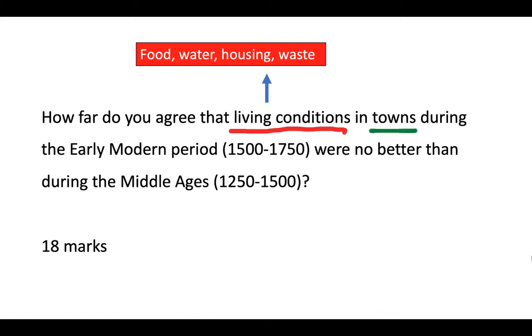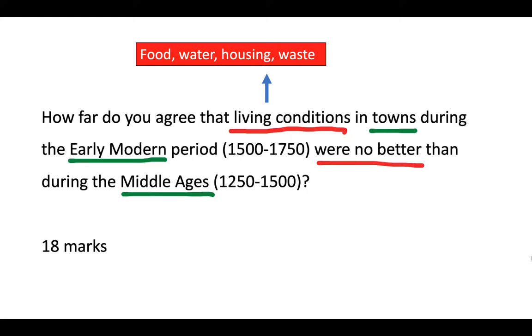Then in towns, people often will rush into an answer like this and will start writing about living conditions in general, including in the countryside. No, this question is asking us about towns, so we're going to underline that to keep our mind super focused. We're going to underline or circle the time periods. We're going to have to compare these different times, early modern to Middle Ages, and then we just need to check exactly what the question is saying. So it's asking us whether living conditions were no better in 1500 to 1750 than they were in 1250 to 1500. So, how far do I agree that living conditions were no better?